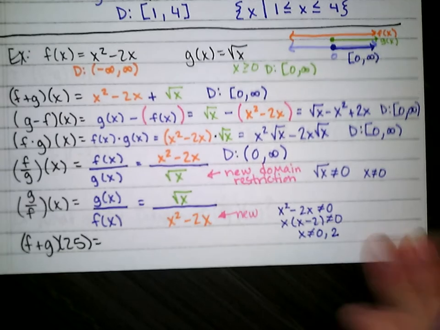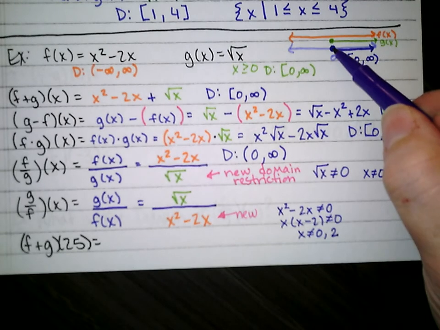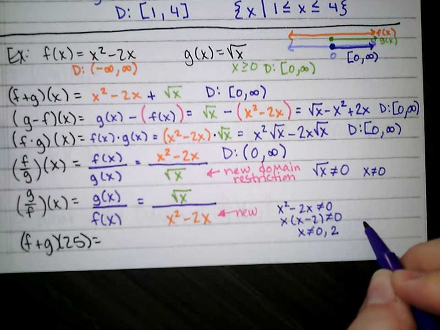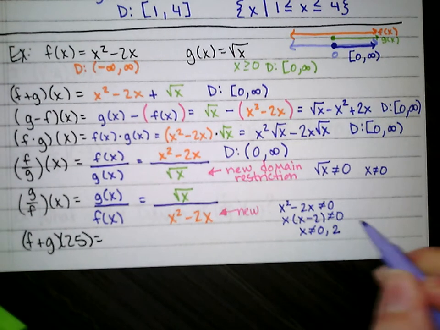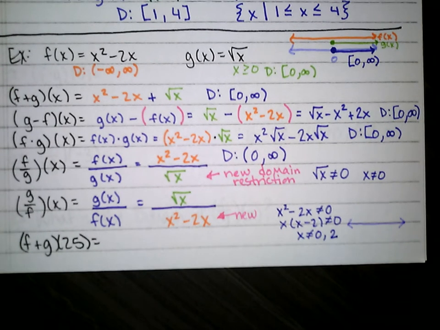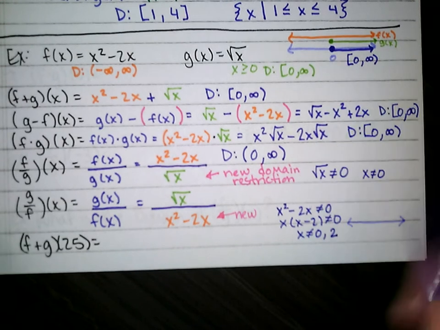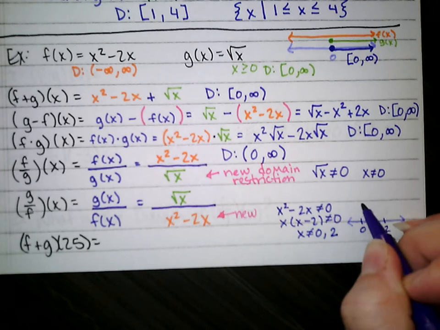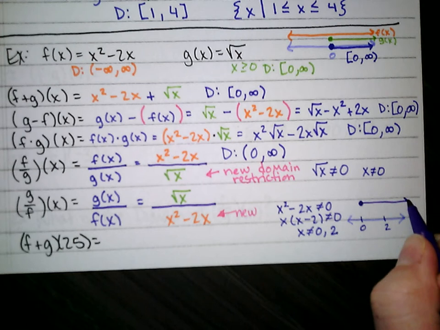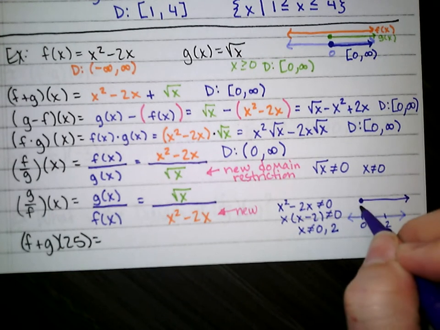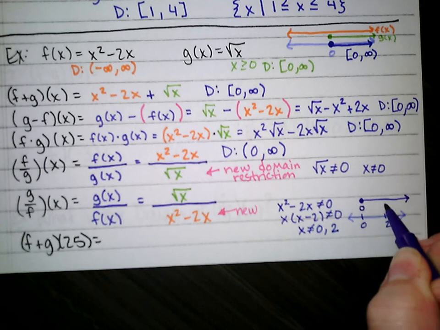Okay, so back up to my domain. So now I have to avoid 0, but I also have to avoid 2. So on that number line, I had 0 to infinity from my original. So here's 0, here's 2. 0 to infinity from my original, combined of the two functions. And now I'm also including x cannot equal 0, x cannot equal 2.